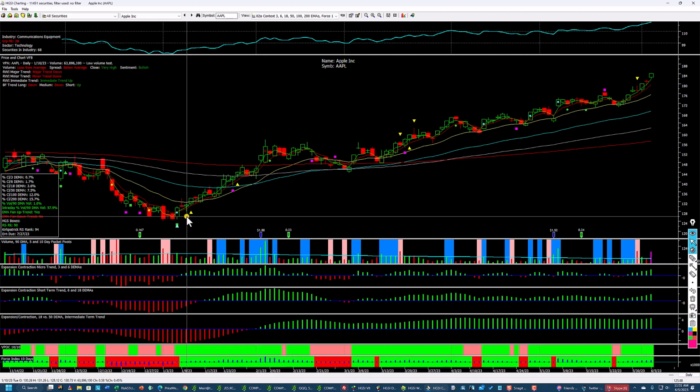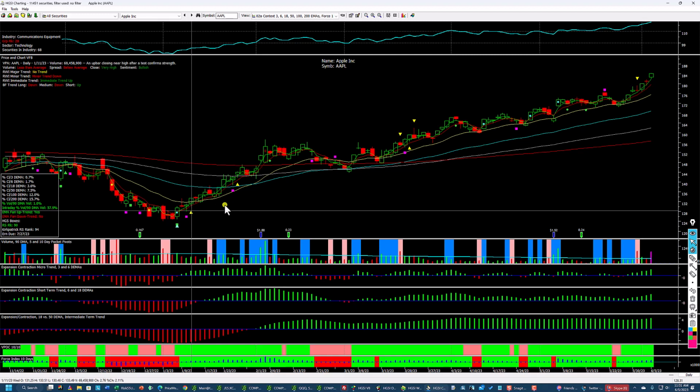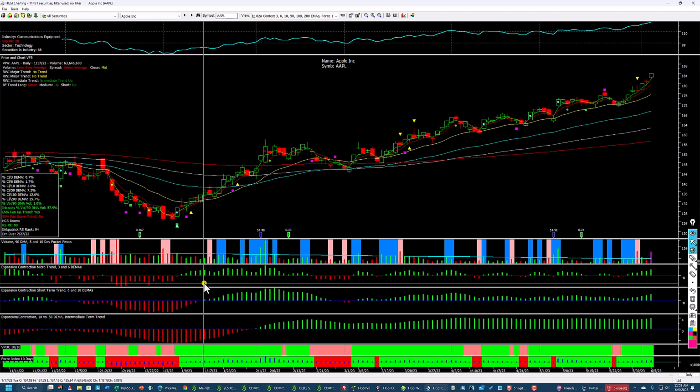There was a test, confirmation of that test as it started moving up. And the 3 was above the 6. You can see that. And the 18, or the 6 and the 18, didn't join the party until here. So this is always the earliest indication.